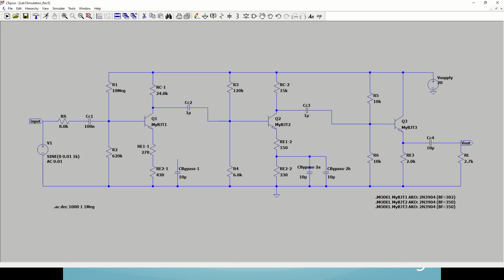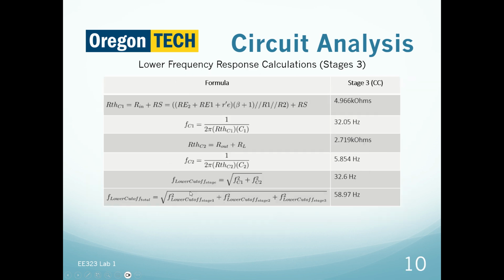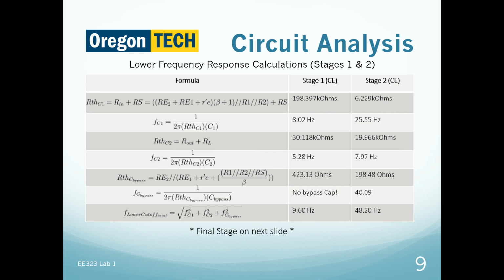And so what you're going to want to do is calculate each one of these frequencies for the respective capacitor. And then you're going to take the root mean squared of all of the capacitors to give you a final result.